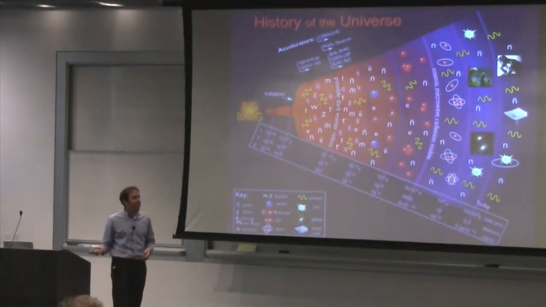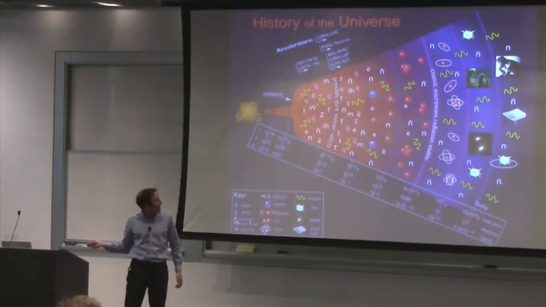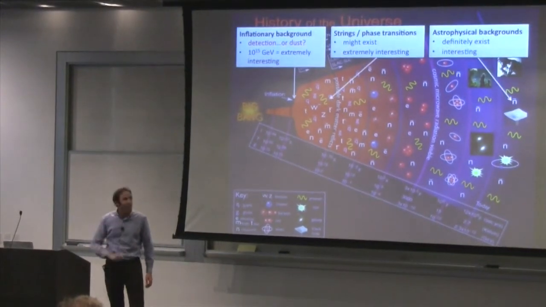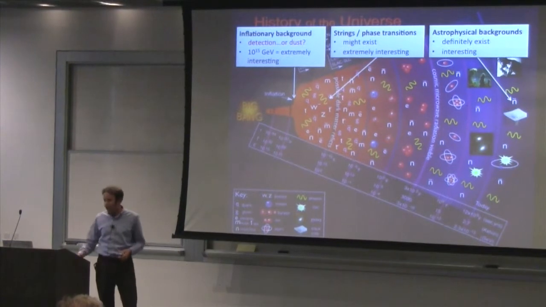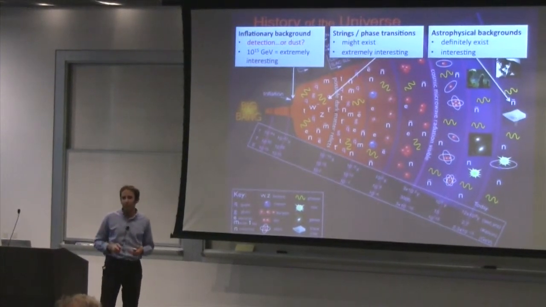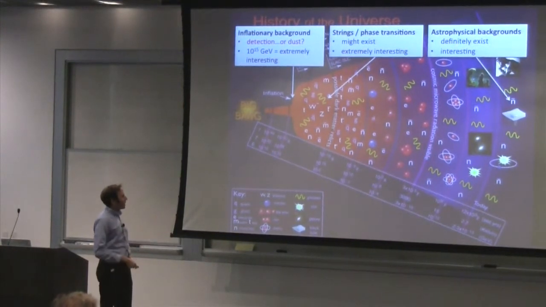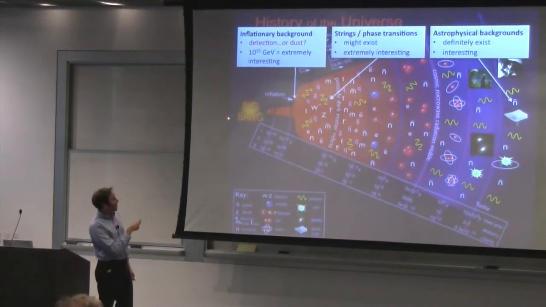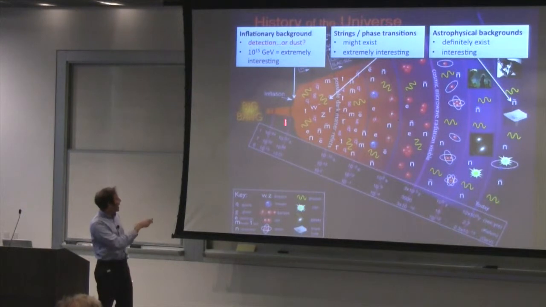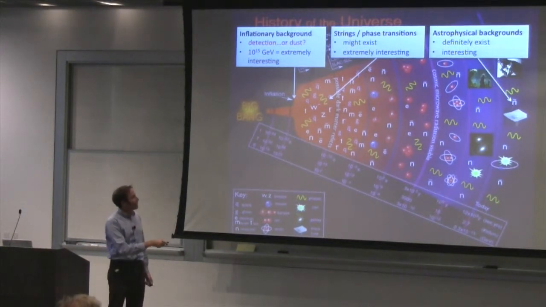Okay, so why is the stochastic background interesting? Why do we care about it? The stochastic background is interesting because it can tell us about all these different times in the history of the universe, starting from the present day and working backward. So this is a famous cartoon from the Particle Data Group. We have the Big Bang on the right-hand side and the present day over here.